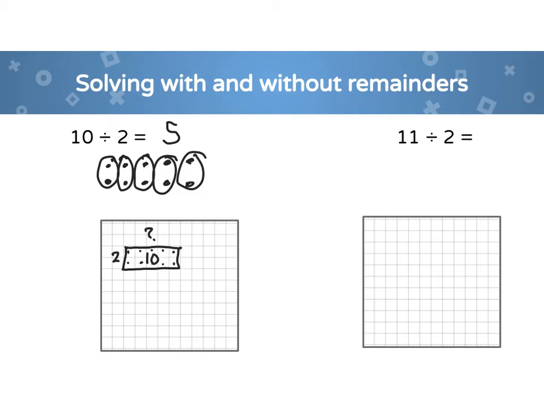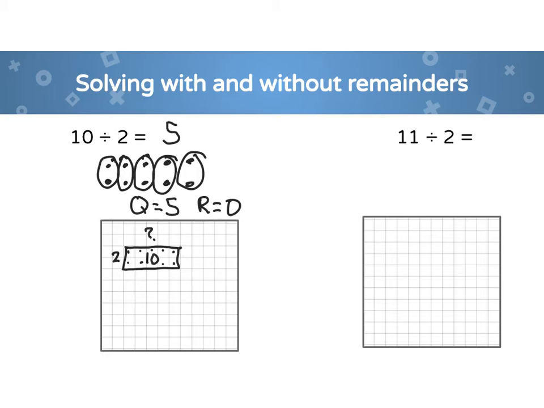Do I have any remainders? No. So I can say that my quotient, put a Q here, is equal to 5, and I have remainders, I have 0. Okay, so let's do this next one. It's just one more, so we know that we are probably going to have a remainder. So let's do our array first.